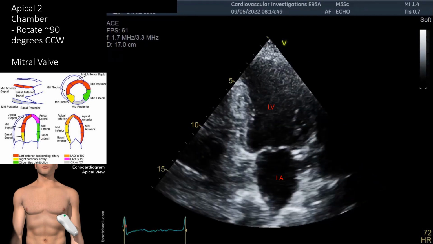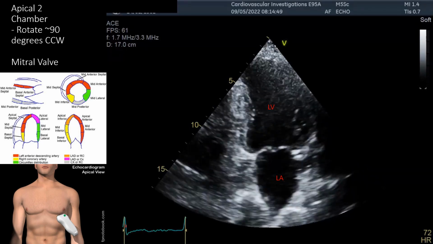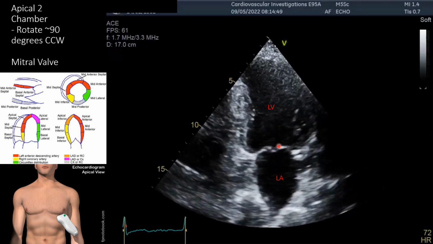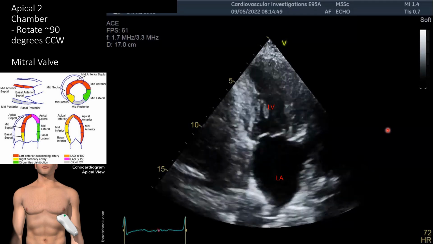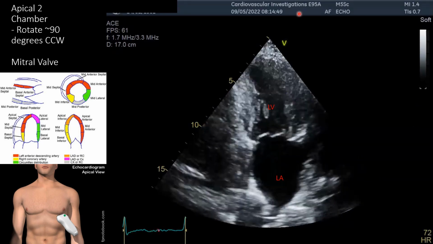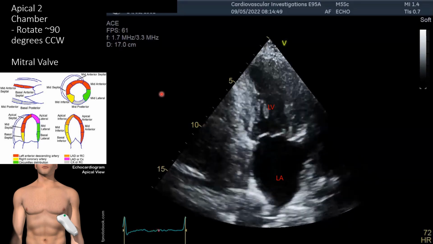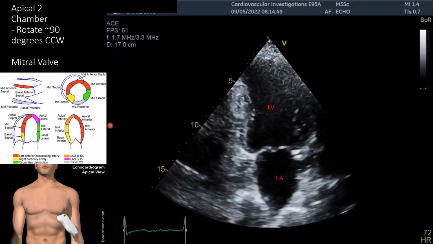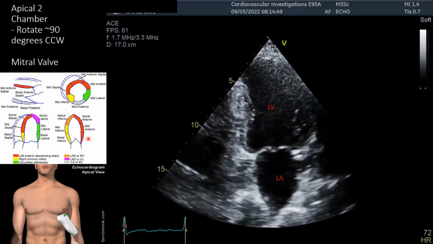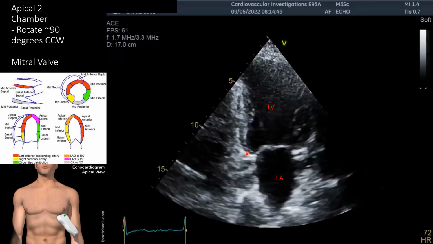Now, with a bit more depth, we can see the true apical 2-chamber view, which shows us the left atrium and the left ventricle separated by the mitral valve from a new view, which allows us to look for any pathology that might exist on the valve. And this gives us a view of some slightly different left ventricular segments. Namely, we're looking at the anterior walls and the inferior walls. So anterior and inferior.